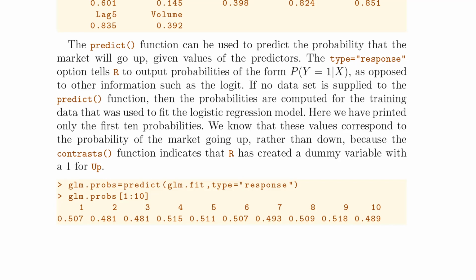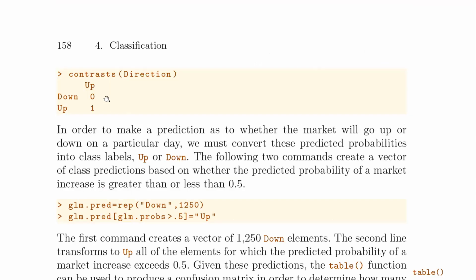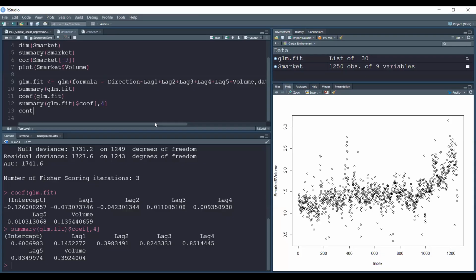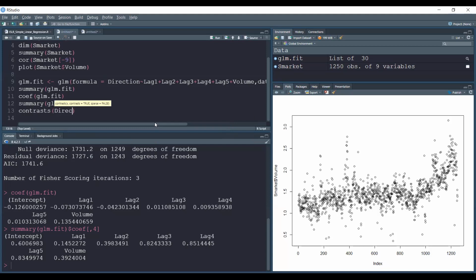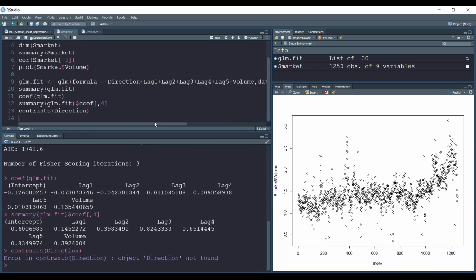And in this case, it's taking up as 1. Now how would you know it's taken up as 1? Because you can actually ask R, if you give it contrasts direction. Yep, this is because I haven't attached the data.